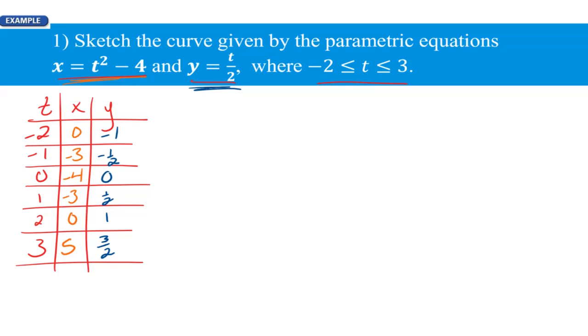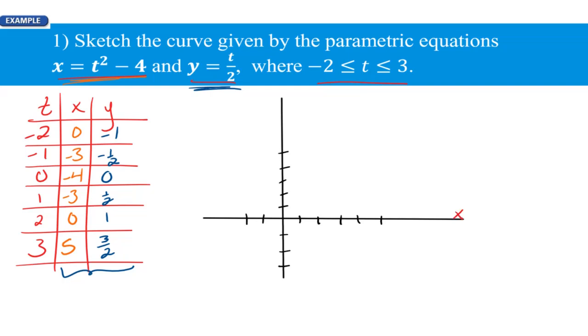Then I'm going to plot my x's and my y's just like I normally would when I graph a function. I've set up my axes. This is my x-axis. This is my y-axis. I'm going to start with the smallest t. When t is -2, my graph is at 0, -1. Then I'm going to go to -3, -0.5.